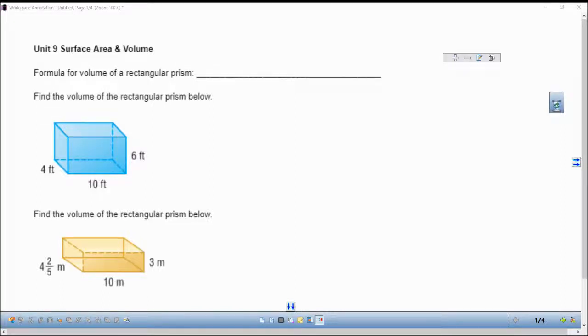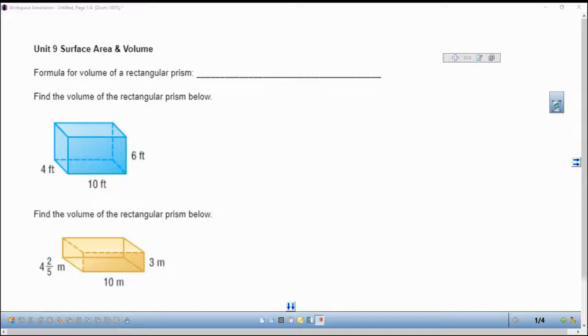All right, so we're continuing our review here. We're on surface area and volume, which is Unit 9, toward the back of the review packet. We're going to be talking about volume first, and then surface area of two different types of figures. But first, we're going to start with volume.